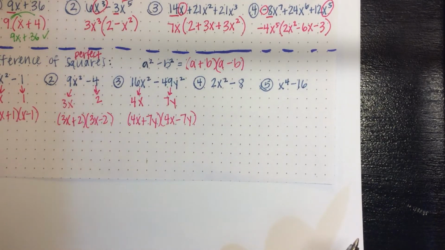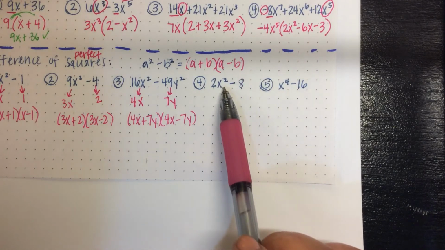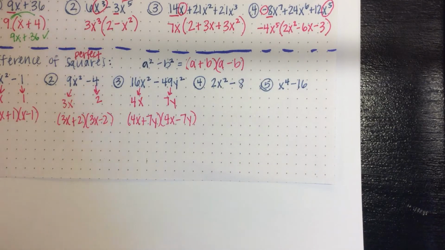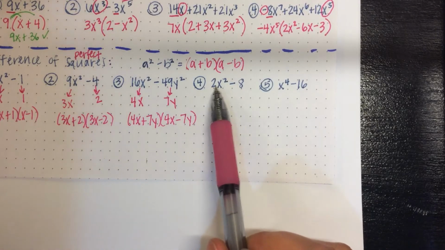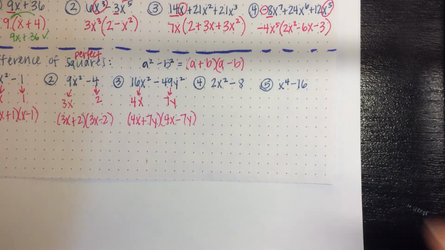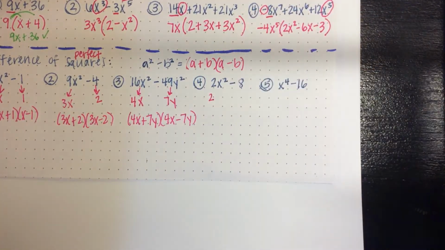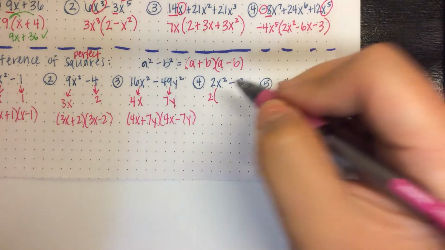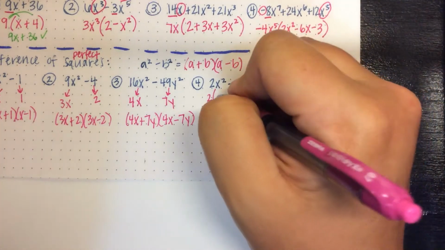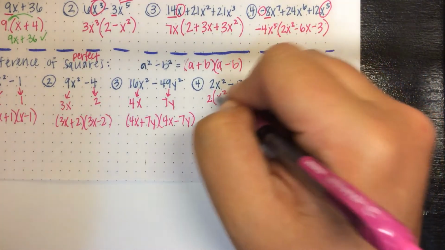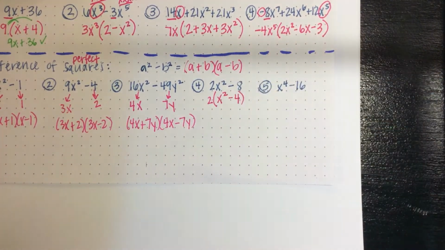Okay, for number 4, I've got 2x squared minus 8. Now, x squared is a perfect square, but 2 and 8 are not. What on earth am I going to do? Well, this goes back to what we talked about first. The first thing you always have to look for is a GCF. So 2 goes into both 2 and 8. So I have to start by taking out that 2. Okay, so if I divide by 2, 2 divided by 2 is 1. So I'm left with just x squared. And then negative 8 divided by 2 is a negative 4.